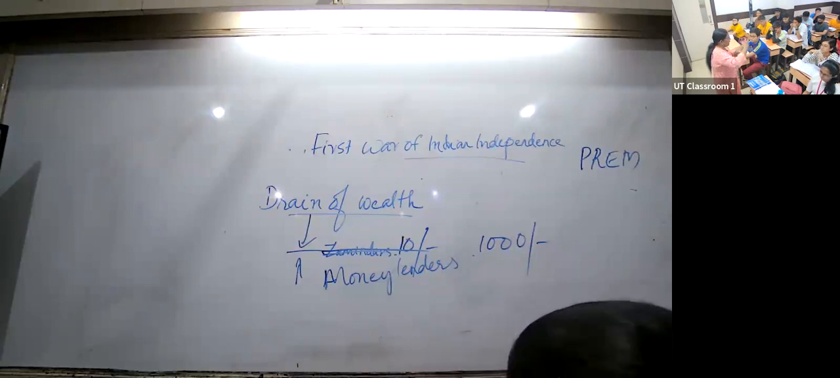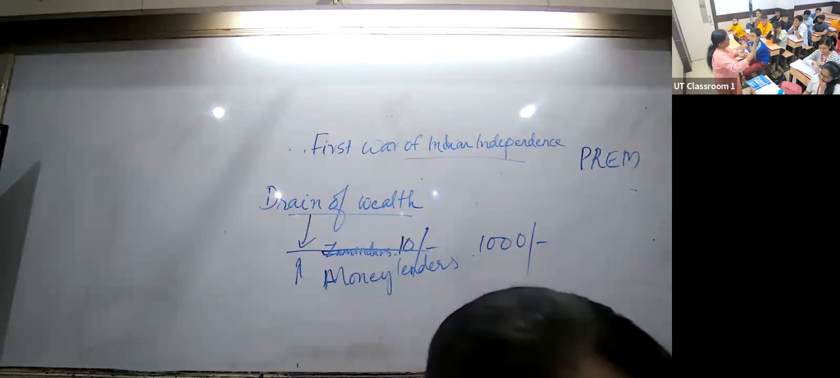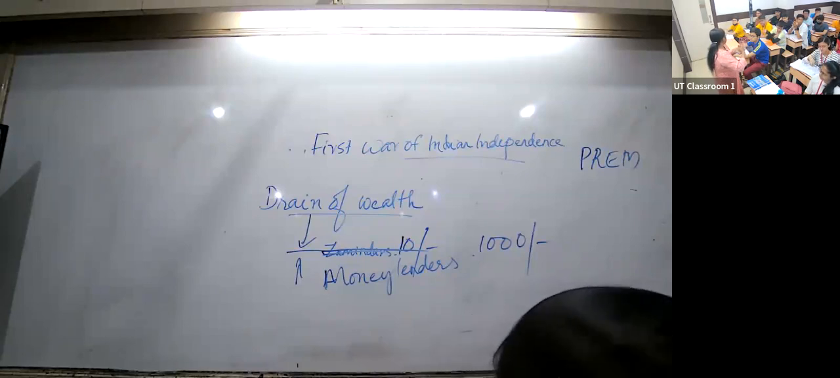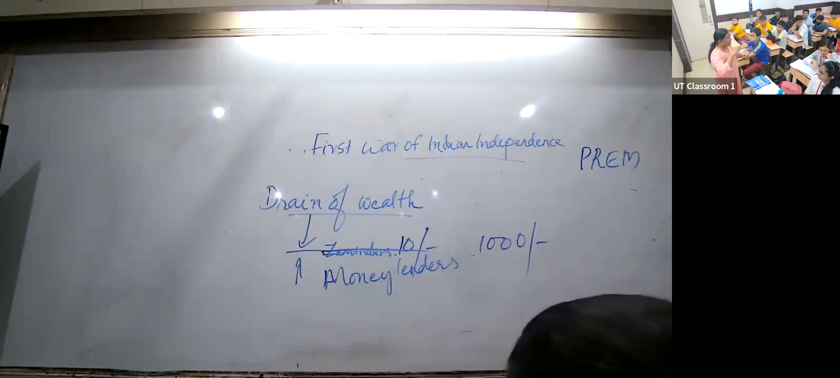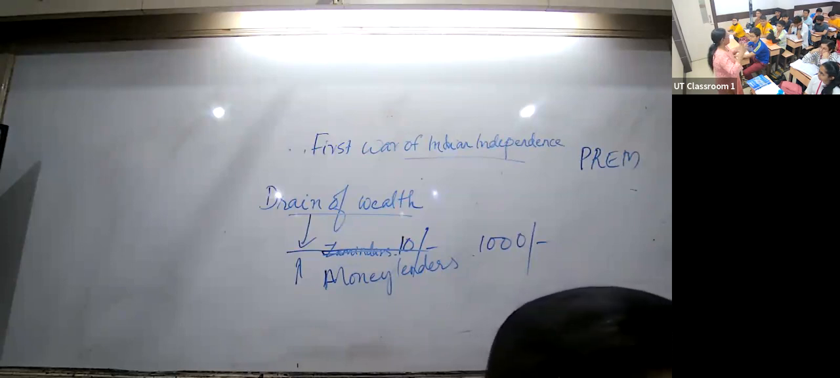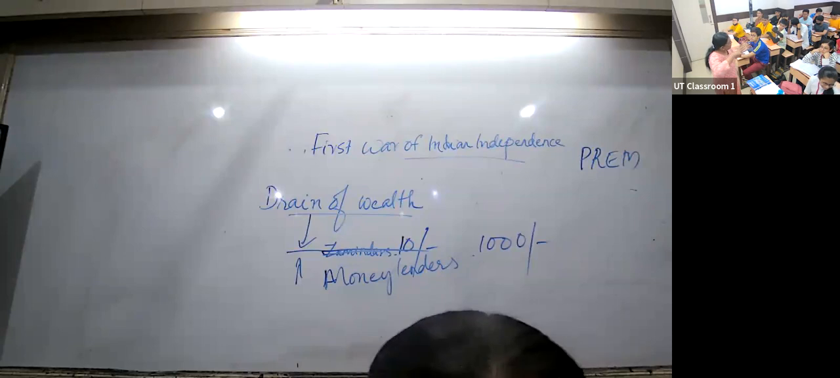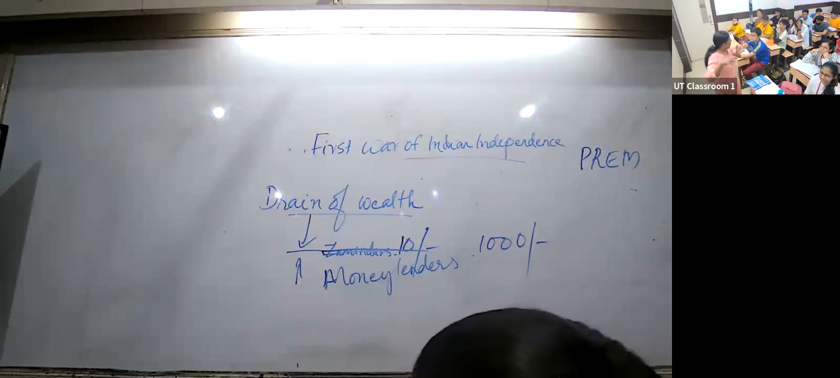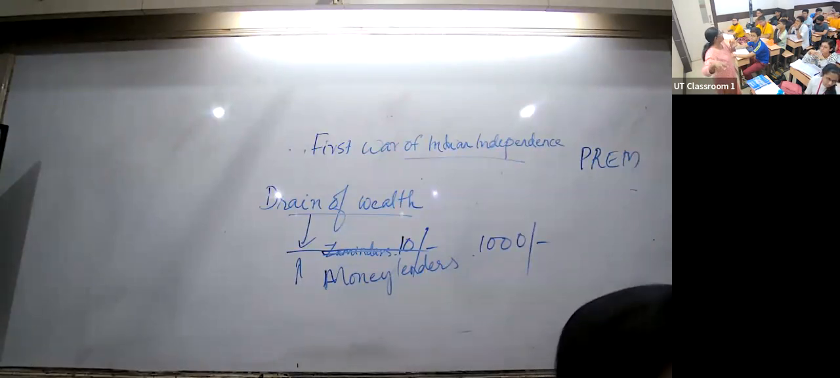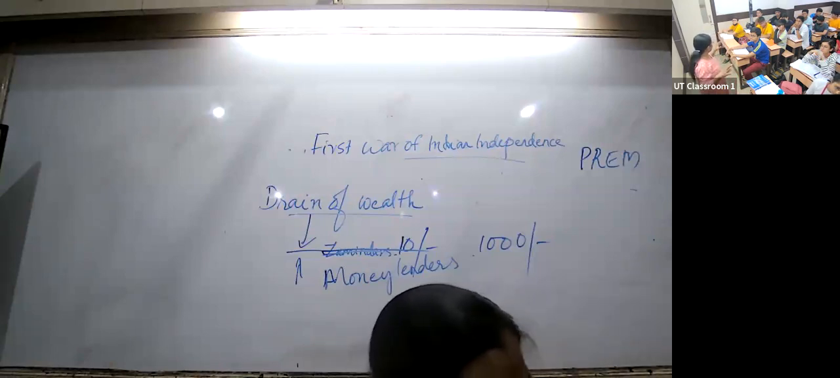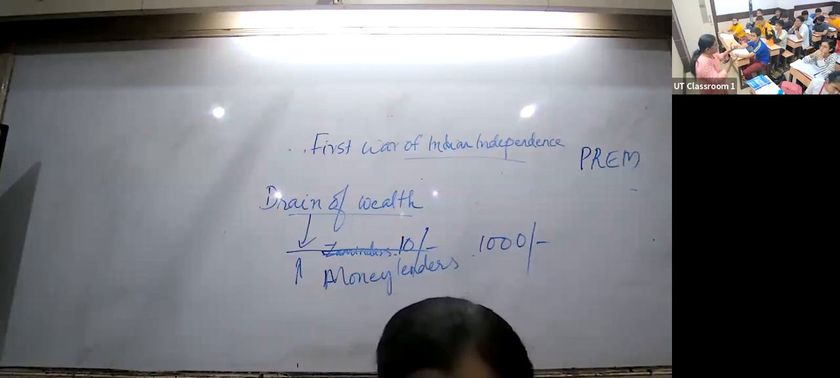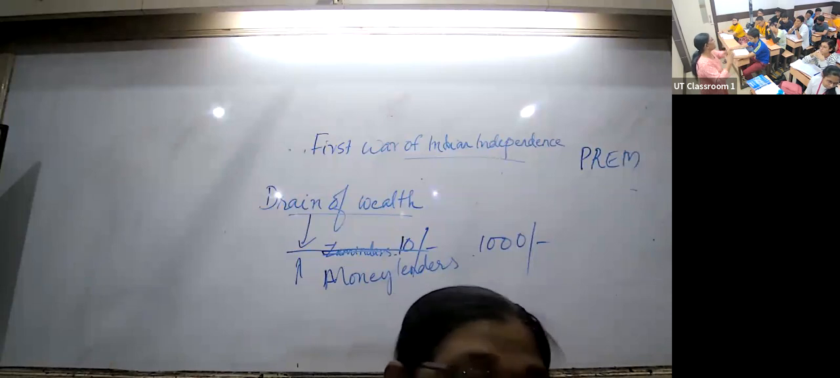There were not only English soldiers, European soldiers were there. That means at that time Dutch were there, French were there, Portuguese were there. They were all included in that. But the treatment towards the Indians was bad. The treatment they meted out was the reason.